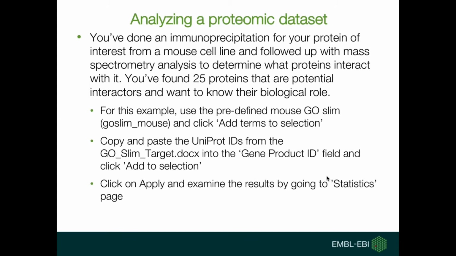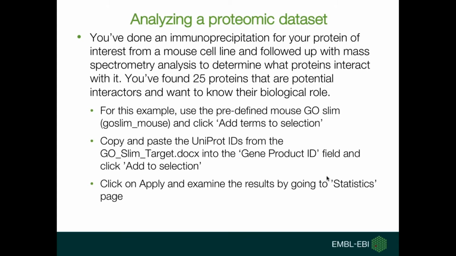So for this case study, we're going to pretend we did a proteomics experiment. This is where that Word document in the material section comes in handy. If you can open that up, go ahead and highlight all 25 of those identifiers and get them onto your clipboard real quick. So we've done an IP from our protein of interest. We don't know what it interacts with. It's a newly discovered protein. We're going to call it protein X. It's from a mouse cell line, and we did the IP of protein X, and we sent it to the mass spec to see what came down with it in the IP.